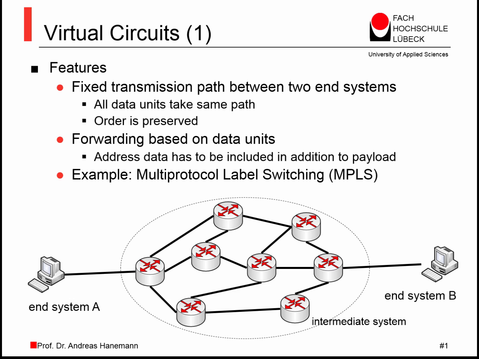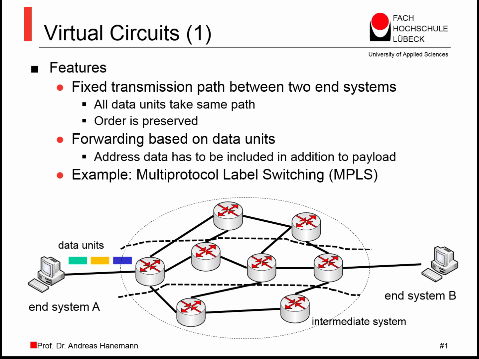This video is about virtual circuits. When using virtual circuits, the network is a packet switch network, but it tries to emulate features of a circuit switch network. In the packet switch network, you do not allow that different paths are used for the communication of two end systems. All data units take the same path, and therefore the order of the data units is preserved.